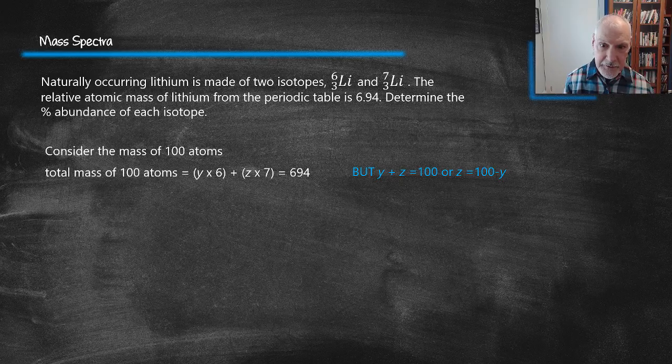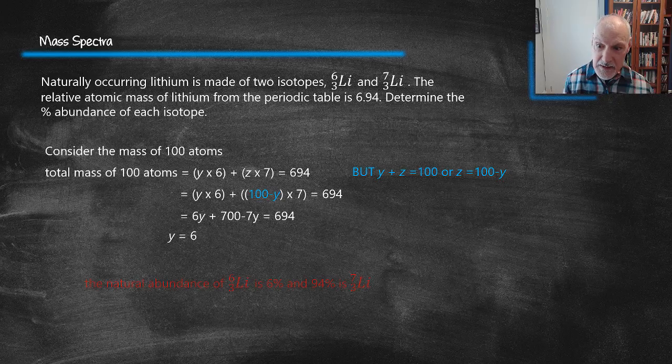So isolating for Z, I get Z equals 100 minus Y. And I'm going to substitute that in the next expression. Expanding and collecting like terms, I get the following. And finally, to isolate for Y, I get 6. So 6% of them weigh 6. The other remaining 94 would weigh 7.